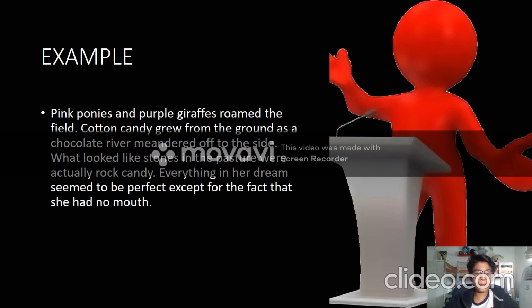Pink ponies and purple giraffes roamed the field. Cotton candy grew from the ground as a chocolate river meandered off to the side. What looked like stones in the pasture were actually rock candy. Everything in her dream seemed to be perfect except for the fact that she had no mouth.